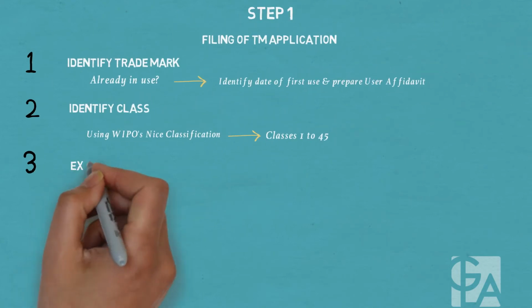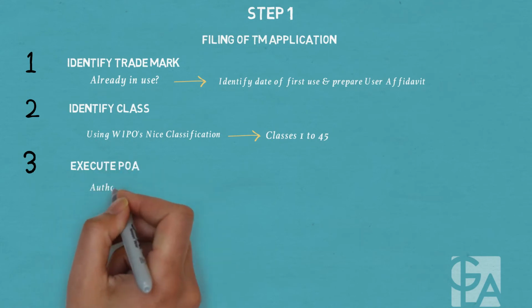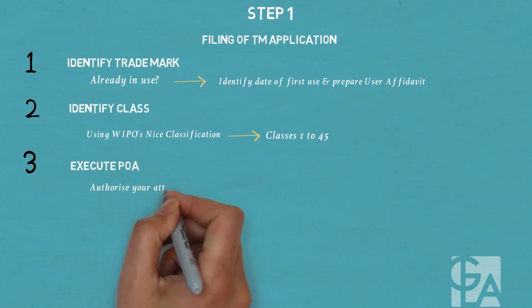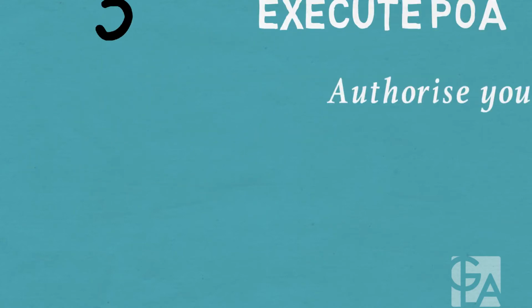You must also execute a power of attorney authorizing your trademark attorney or agent in order to enable him to carry out the trademark registration process on your behalf. A copy of the same must be submitted along with the trademark application.